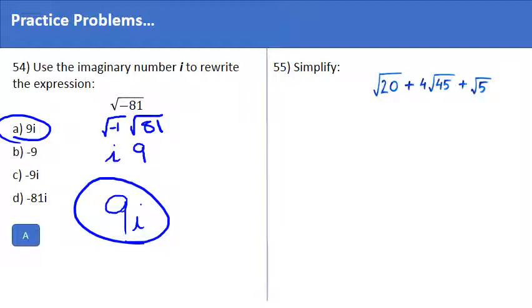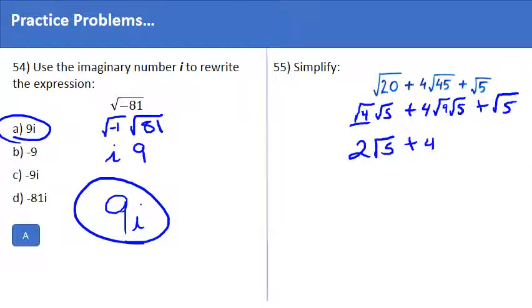Now over here we're simplifying these square roots. So we have to simplify the square roots first. In the first one, what perfect square goes into 20? That becomes 4 times 5, plus 4 times... Now we need to figure out what perfect square goes into 45. Well, that is 9 times 5, plus the square root of 5. The square root of 4 gives me a 2 on the square root of 5, plus 4 times 3 because the square root of 9 is 3. And you leave that square root of 5 plus the square root of 5.